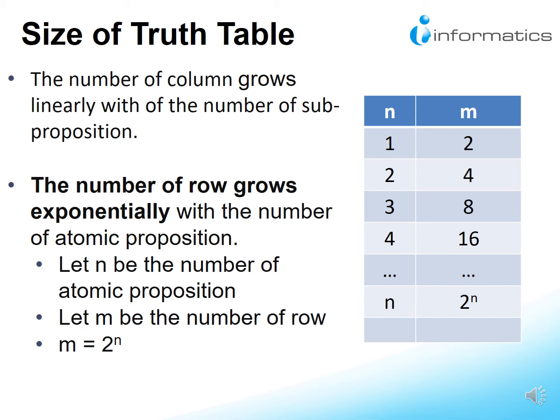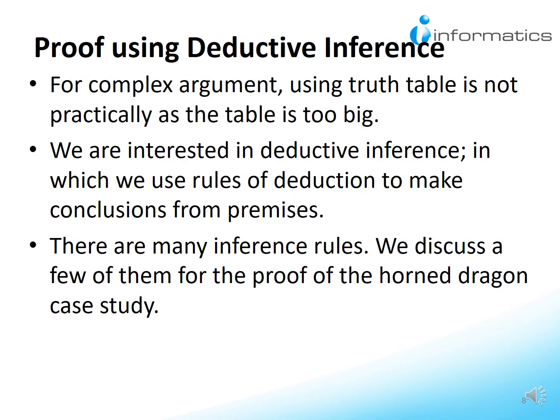When the number of atomic propositions is small, for example 4 in our horned dragon case, you get 16 rows in the truth table. However, if we have n atomic propositions, the truth table has 2 to the power n rows, which is too big for practical problem solving. For a complex argument, using a truth table is not practical because the table is simply too big.